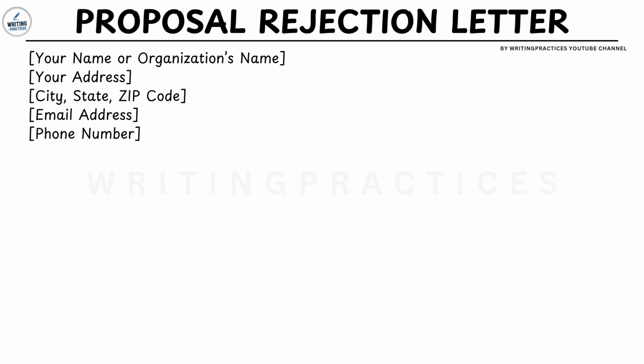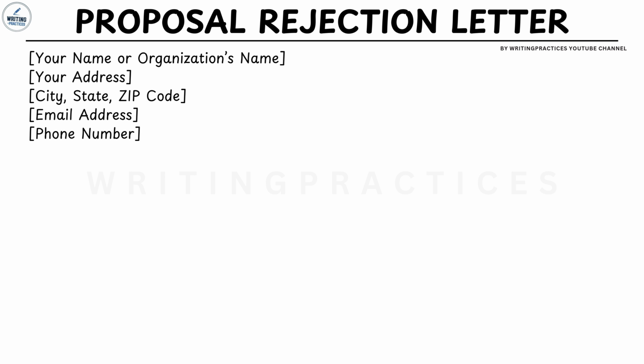Sender's information. You'll start with your information at the top of the letter. Your name or organization's name, your address, city, state, ZIP code, your email address, phone number. This information ensures the recipient knows exactly who the letter is from and how to contact you for follow-ups. Keep it simple and professional, and if you're writing on behalf of a company, use your official letterhead if you have one. It adds credibility. Why is this important? Accuracy here reflects attention to detail and professionalism.